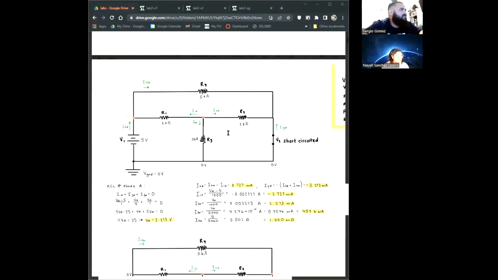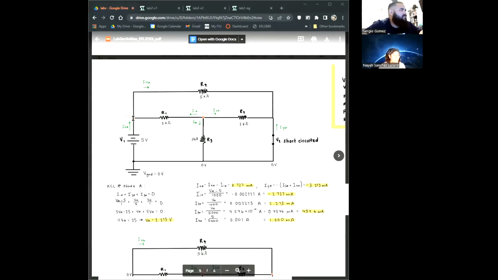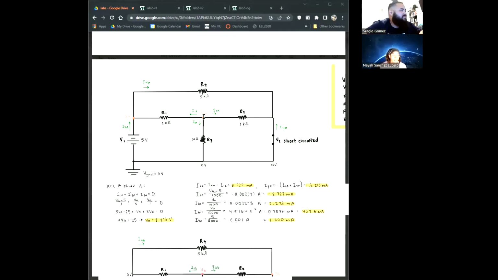Then you want to find your essential nodes, which are the ones that are connected to 3 elements. So here I have 1 essential node. This one's connected to the voltage source, resistor 1, and resistor 4. The voltage at this node is known, which is 5 volts. Here in this essential node, we're connected to resistor 1, resistor 3, and resistor 2. And we want to set the currents coming out of the node for convenience.